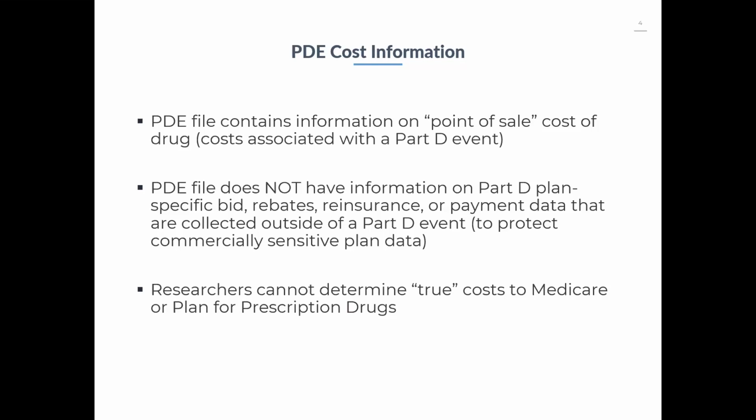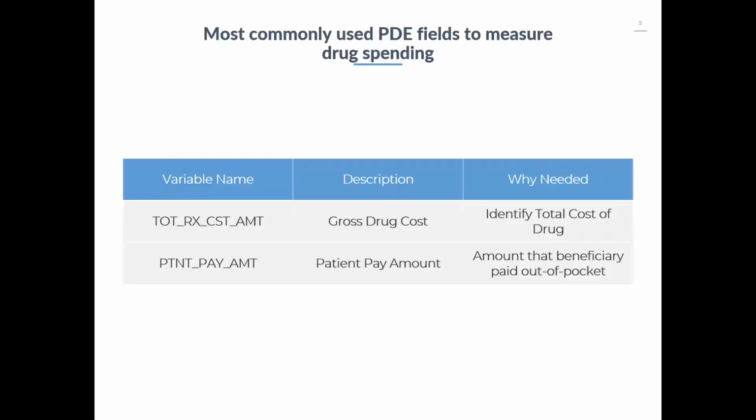So for this reason, researchers can't determine the true full costs to Medicare or the plan for prescription drugs using the PDE data. But we can look at the point of sale cost. The most commonly used PDE fields to measure drug spending are the total RX cost amount, otherwise called gross drug cost, and the patient pay amount. Gross drug cost, you would use to identify the total cost of the drug, and patient pay amount, like the name sounds, is what you would use to identify the amount that the beneficiary paid out of pocket.